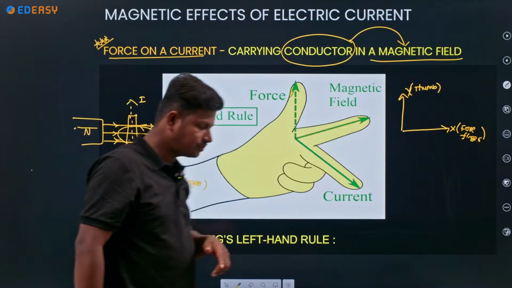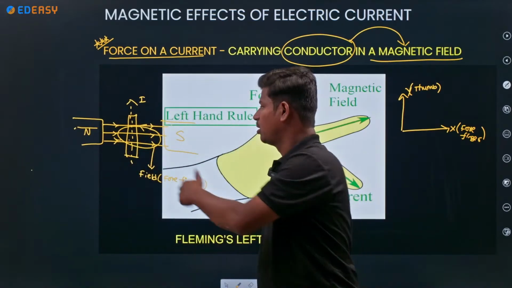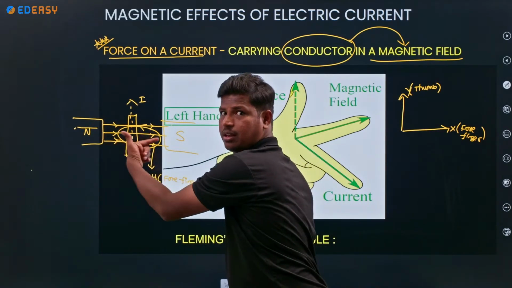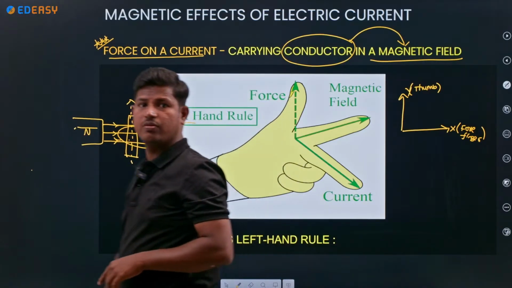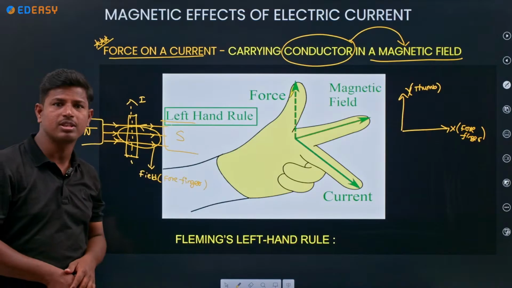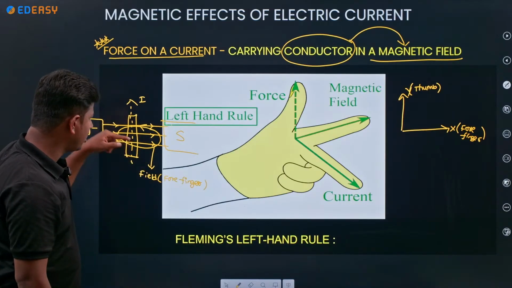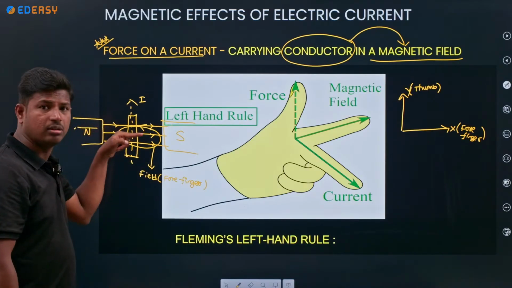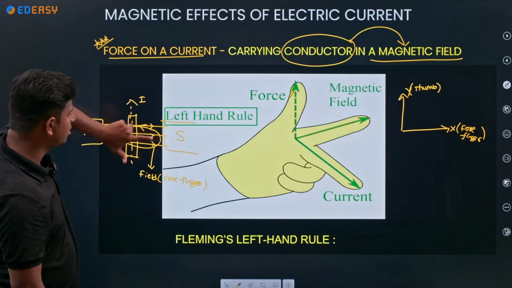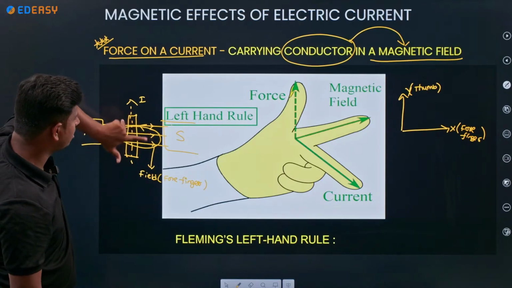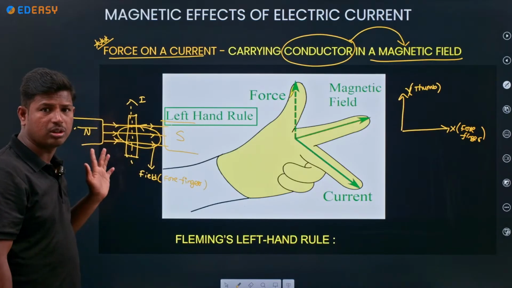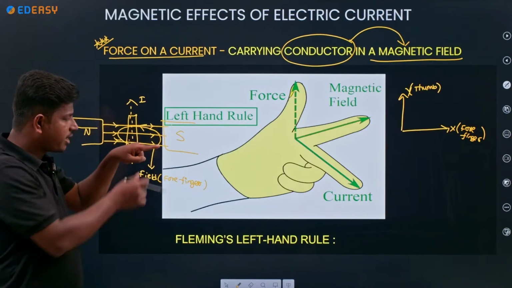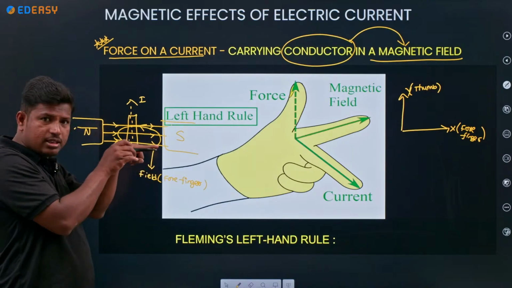See here, field this side. Current is upward. And how will the force be? Which finger represents force? See, field, current this direction, upward, right? And force will be perpendicular to both of them. Thumb.